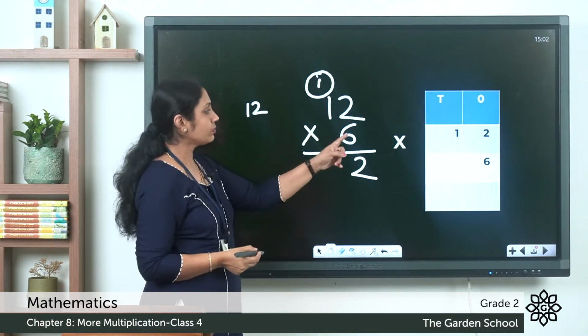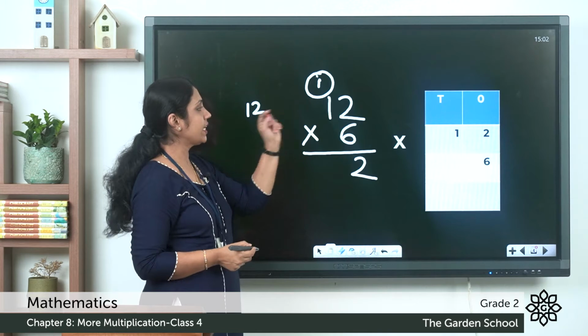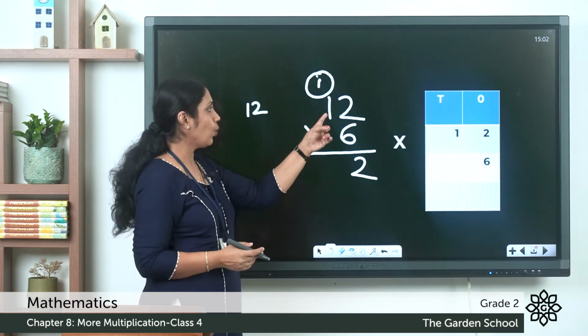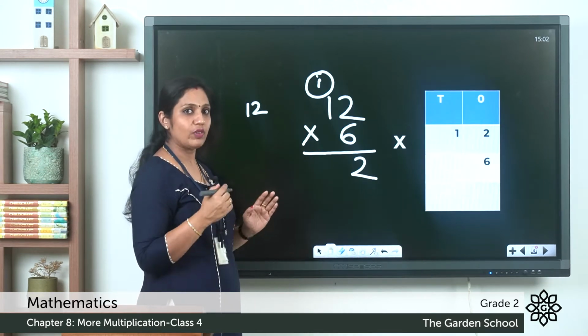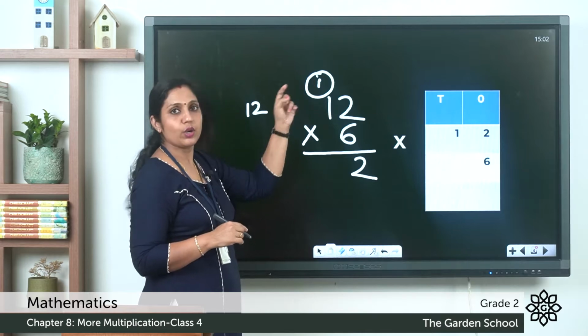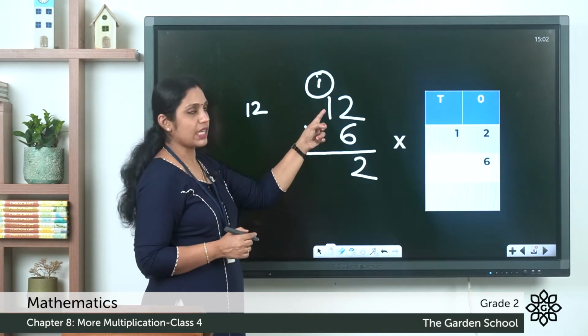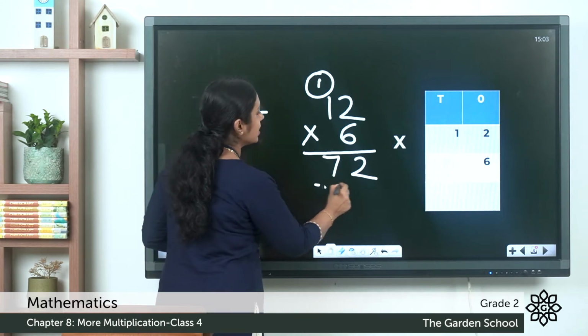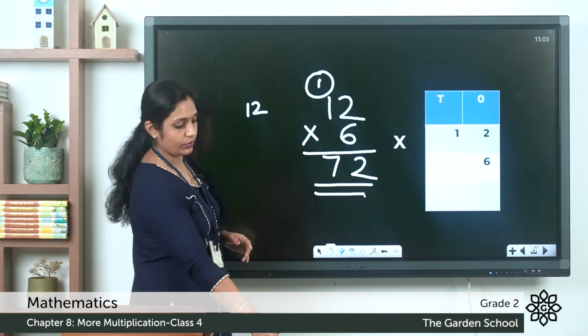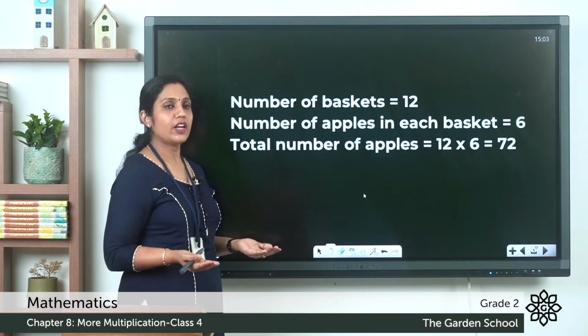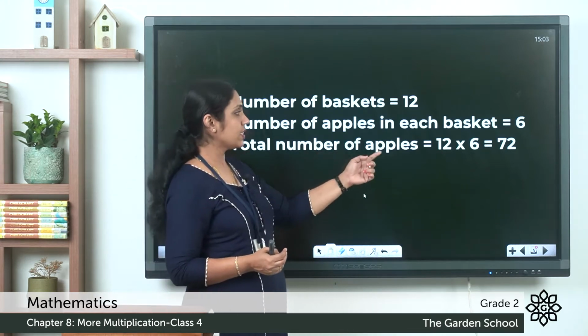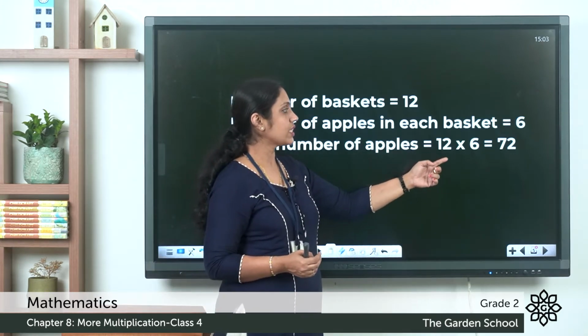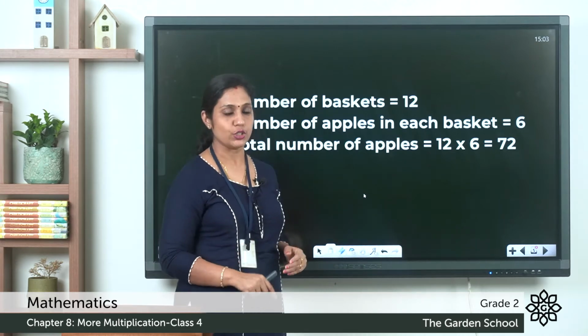Now we have to multiply 6 with the tens place. So 6 ones are 6 and with that we have to add this carry over 1. So 6 ones are 6 plus 1, 7. So we get the answer 72. So how many apples are there in all? The total number of apples is equal to 12 into 6 is equal to 72.